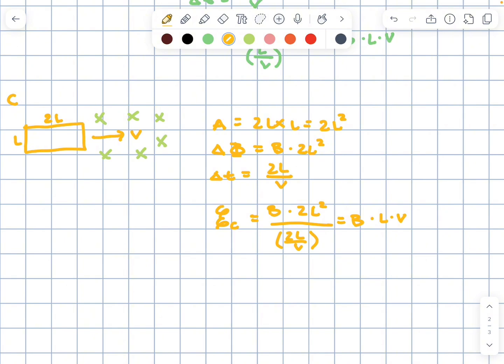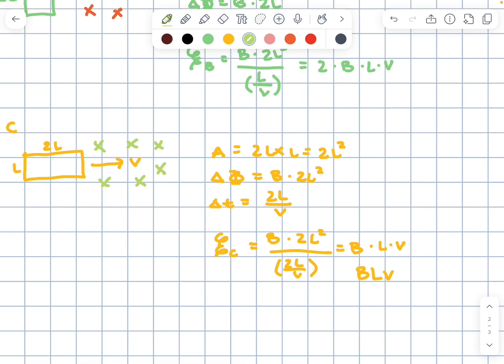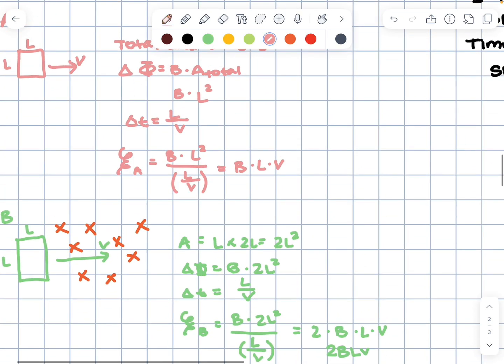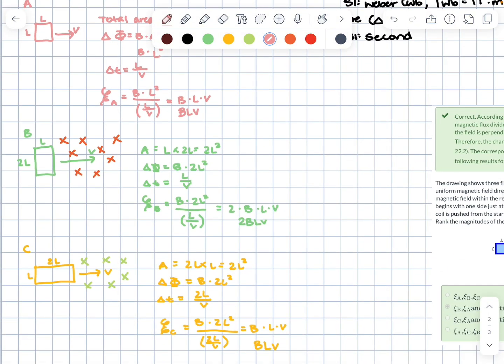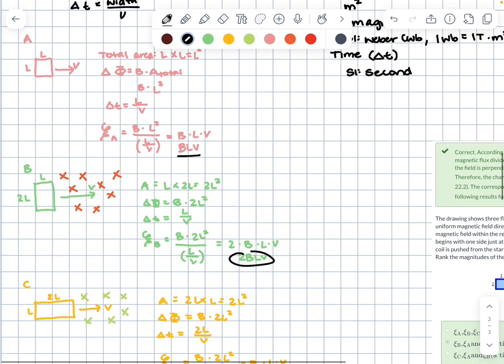Alright, so now that we have this, we're going to go ahead and compare it with the other answers that we got. So here, for simple terms, I'm going to write it like this: 2BLV and BLV. Alright, so let's look at what we have. We have BLV for A, 2BLV for B, and BLV for C. So both A and C are identical, so we have a tie there. And then B is an outlier.